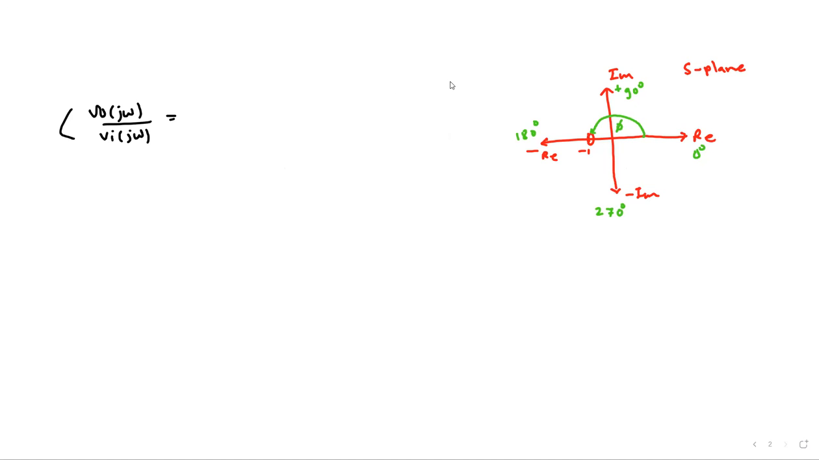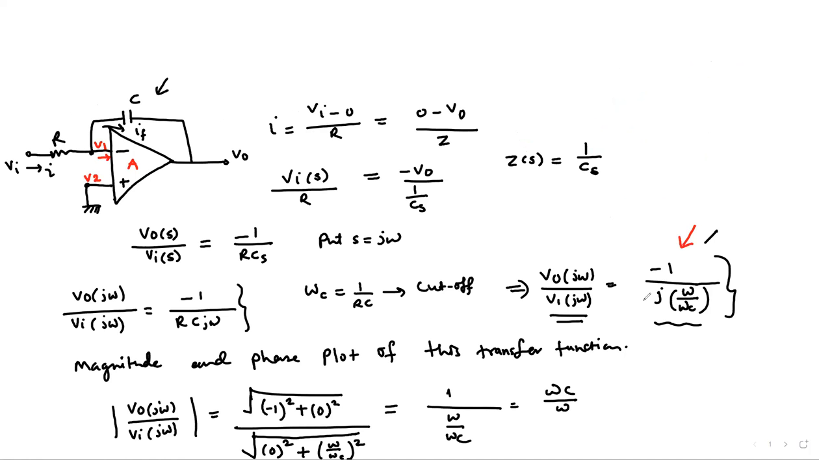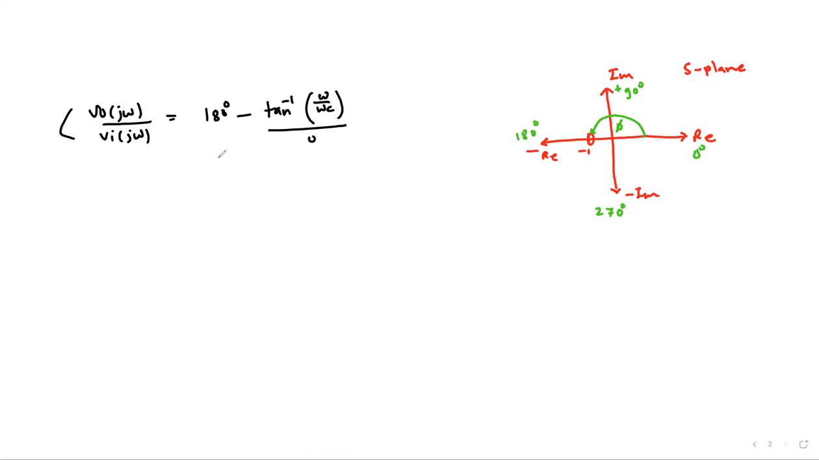So we can write the phase of the numerator, which is 180 degrees, and the phase of the denominator, which is the tan inverse of the imaginary part divided by the real part. The real part is 0 here in this expression, right? So this could be written as 180 degrees minus tan inverse of anything divided by 0, which is infinite. So this takes the form of 90 degrees. So the phase is always 90 degrees.